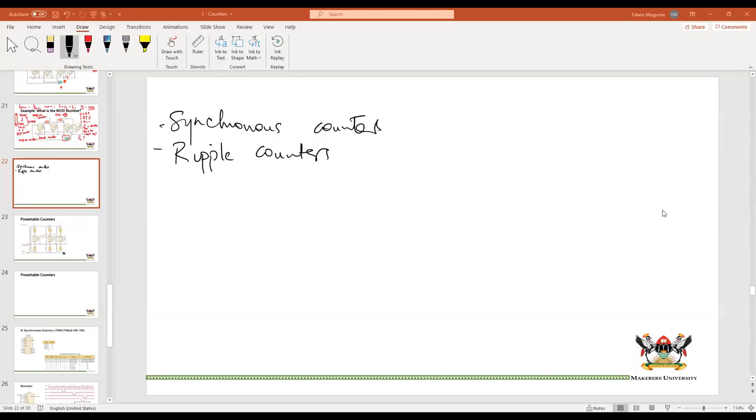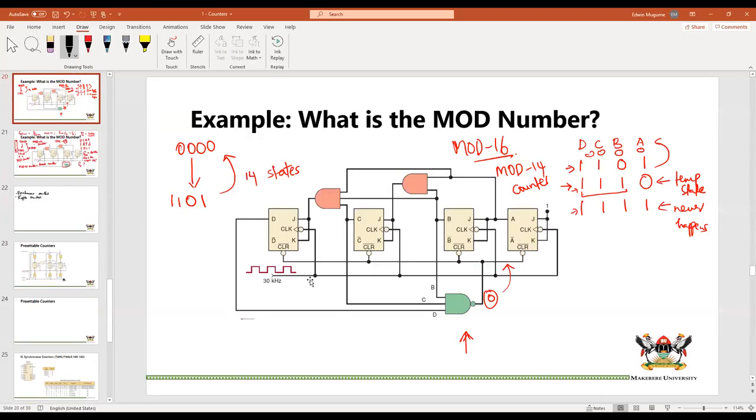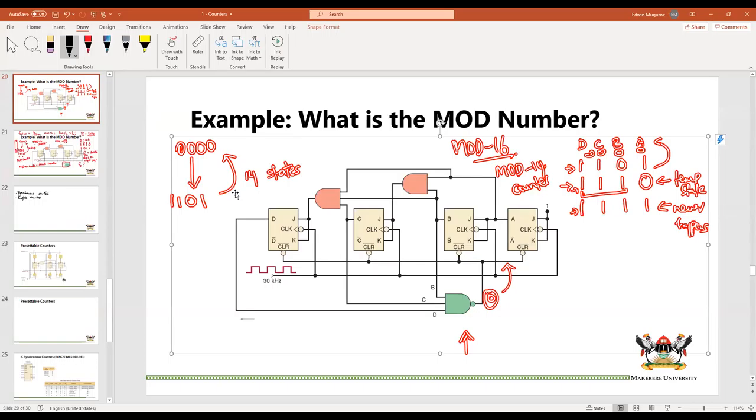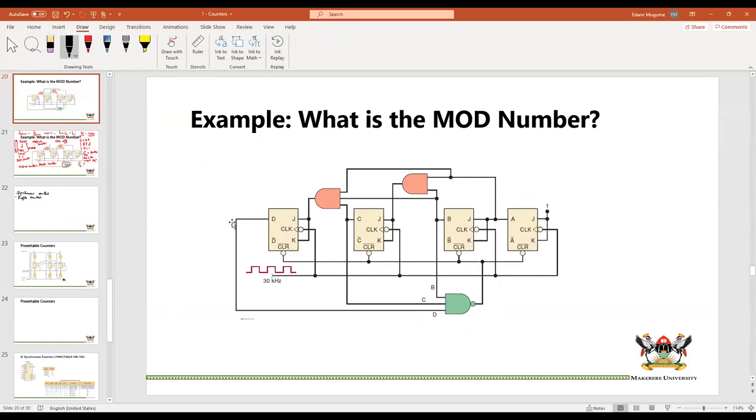Okay, so an example of a synchronous counter is shown here, right? So you can have these four flip-flops. So this is a 4-bit counter without this part. We added this part because that helps us to create counters whose mod is less than 2 to the power n.